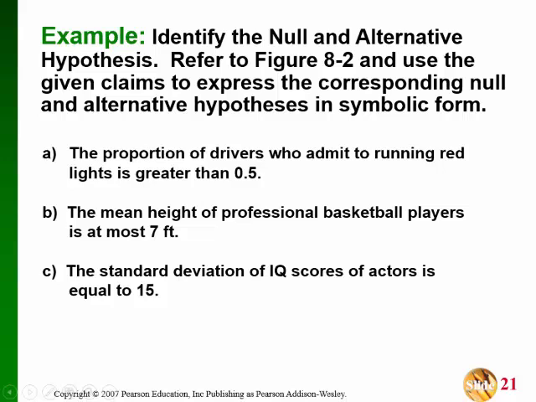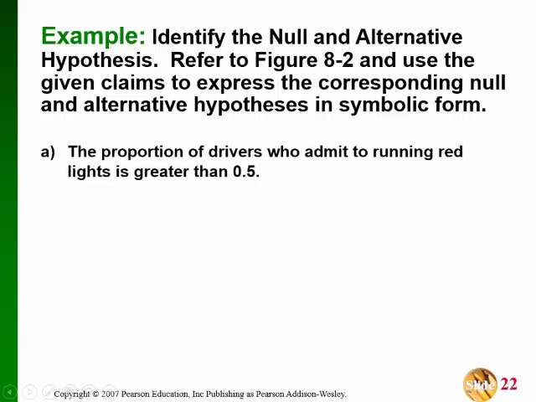Now, I like these next few slides because it focuses on something where they have problems. They don't ask you to go through the whole hypothesis test. They just ask you to go through it and identify the first 3 steps in your hypothesis test. So let's take a look at it one by one. The proportion of drivers who admit running a red light is greater than 0.5. So what is the parameter we're testing?